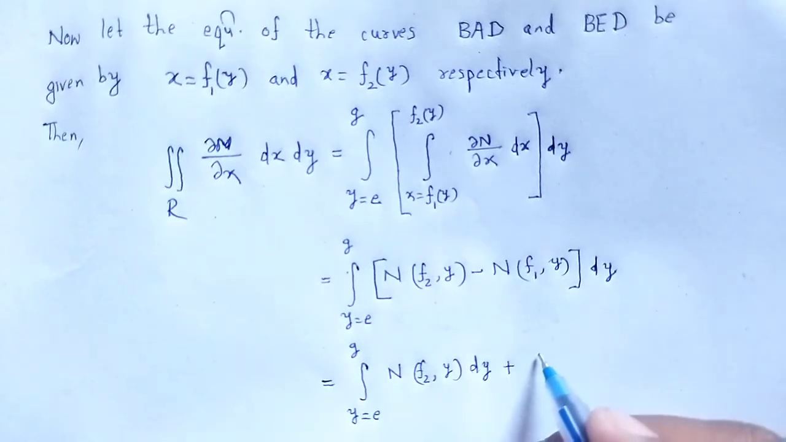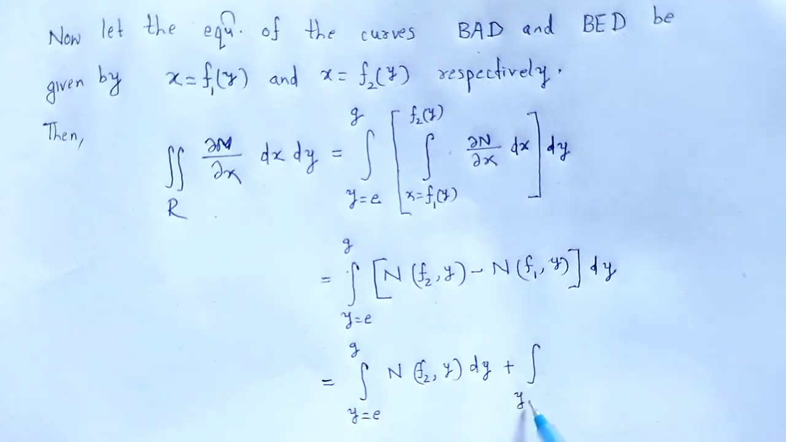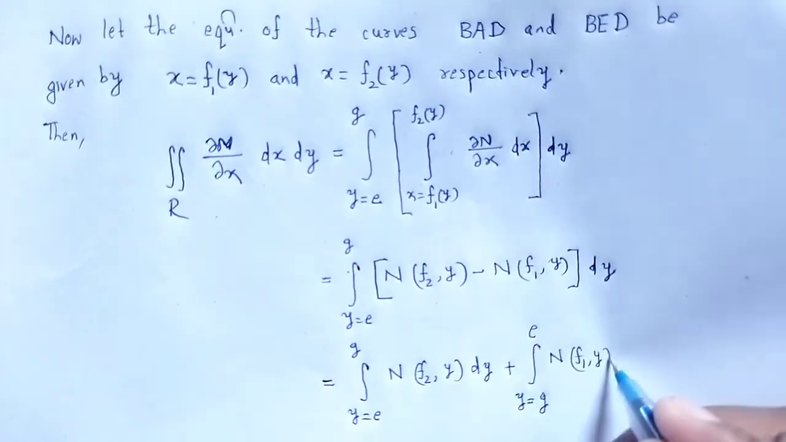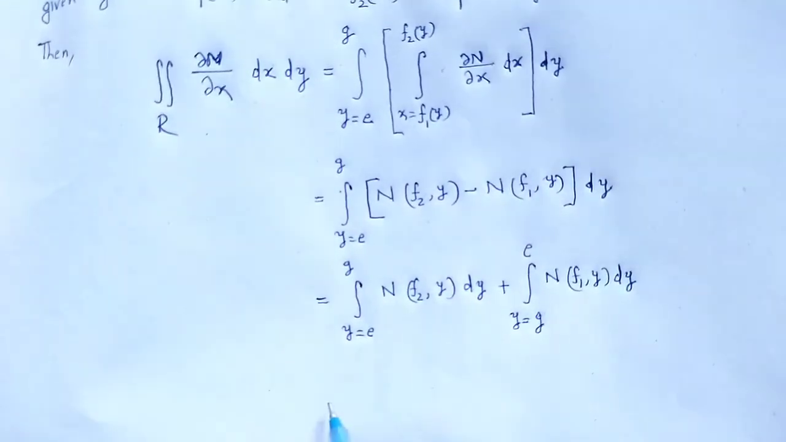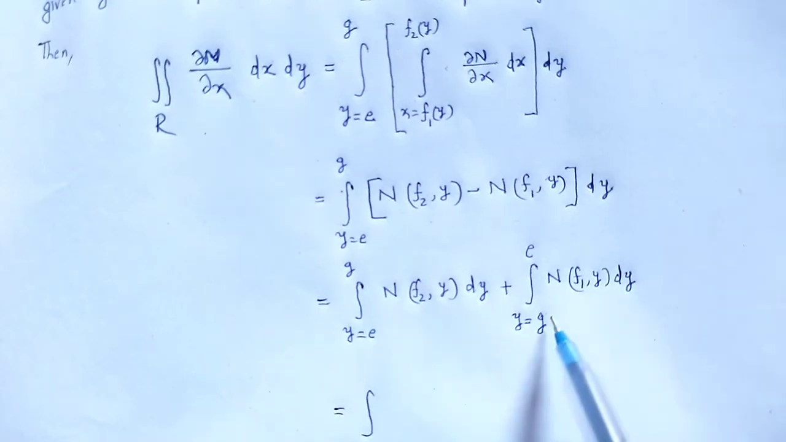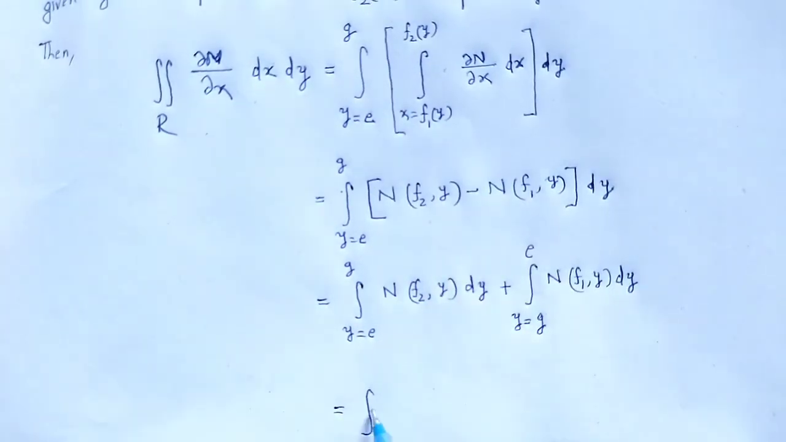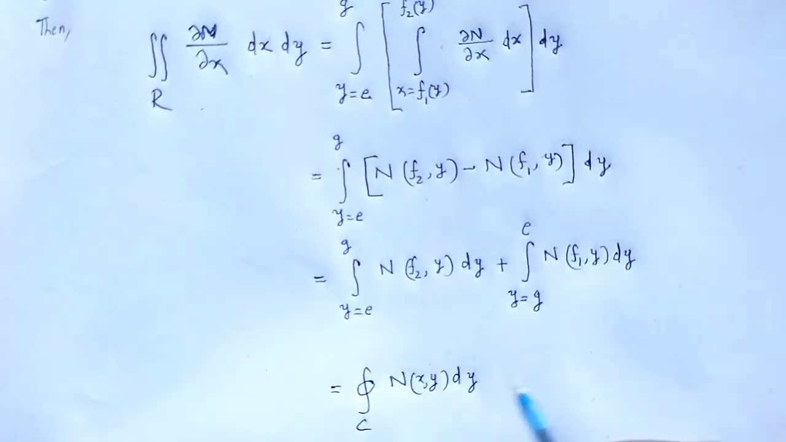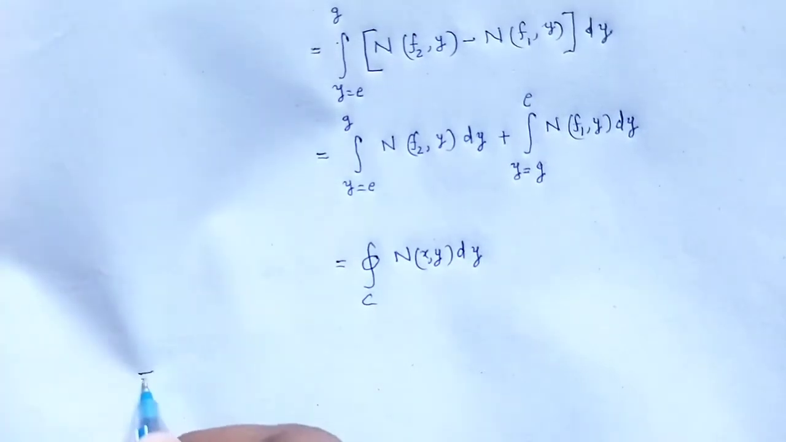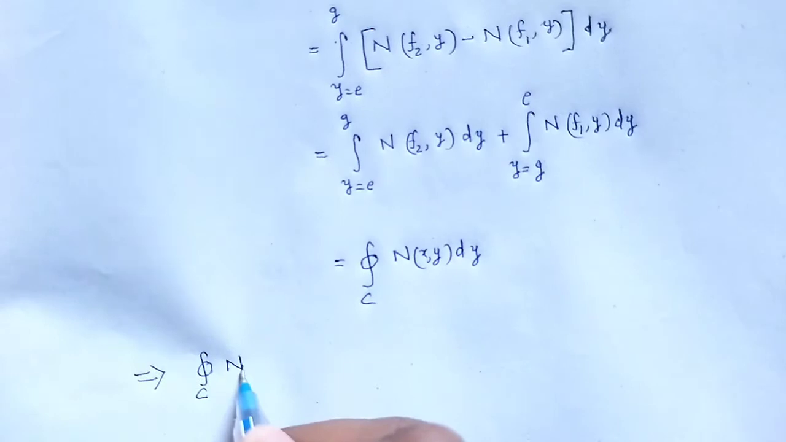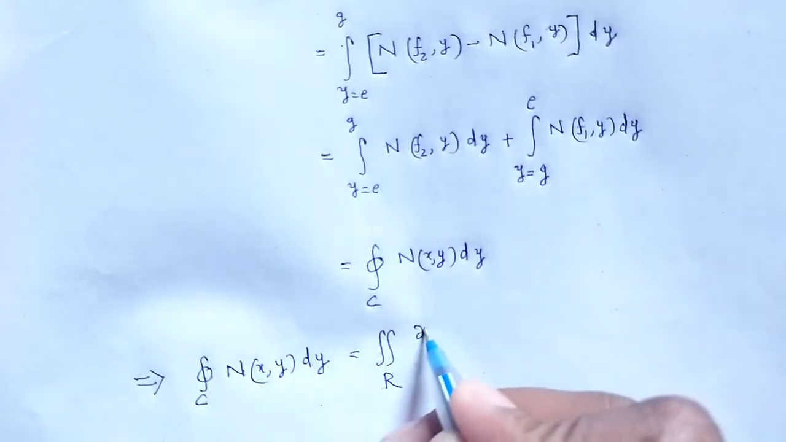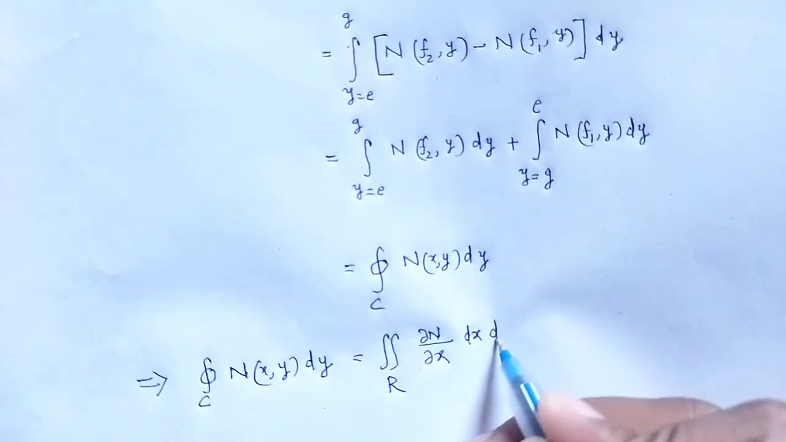plus the integration from y equal to g to e, changing its limit, that's why negative to positive, of N(f1,y) dy, which is equal to the integration from e to g and from g to e, that is the total curve, the closed curve over C, of N(x,y) dy, which implies I can write the integration over C of N(x,y) dy is equal to the integration over region R of ∂N/∂x dx dy.